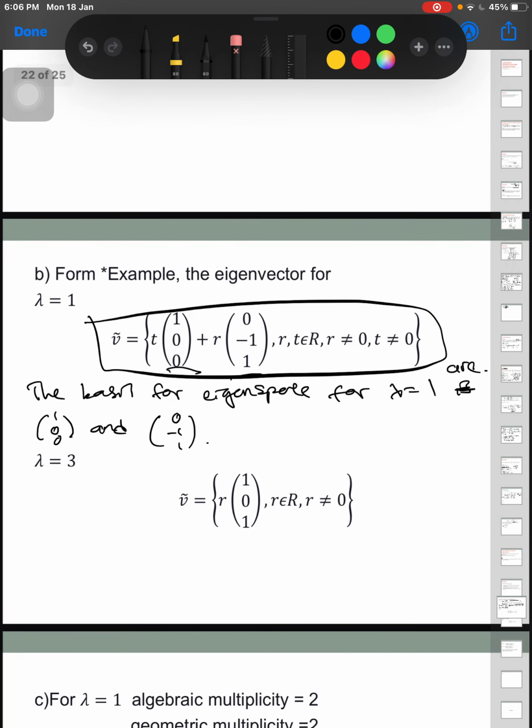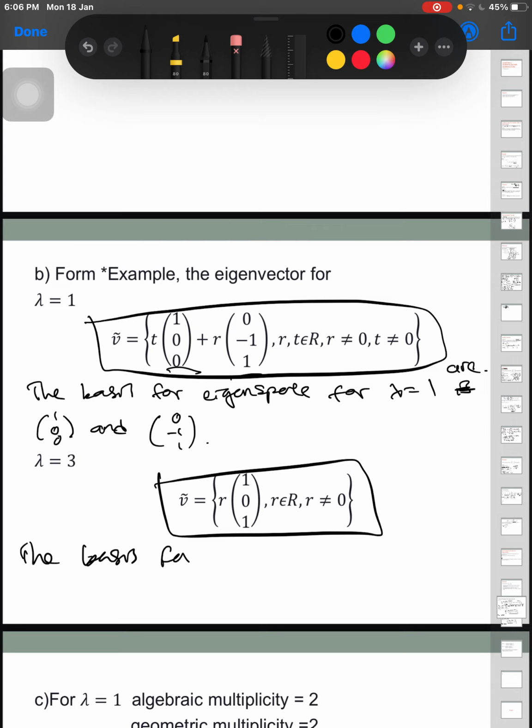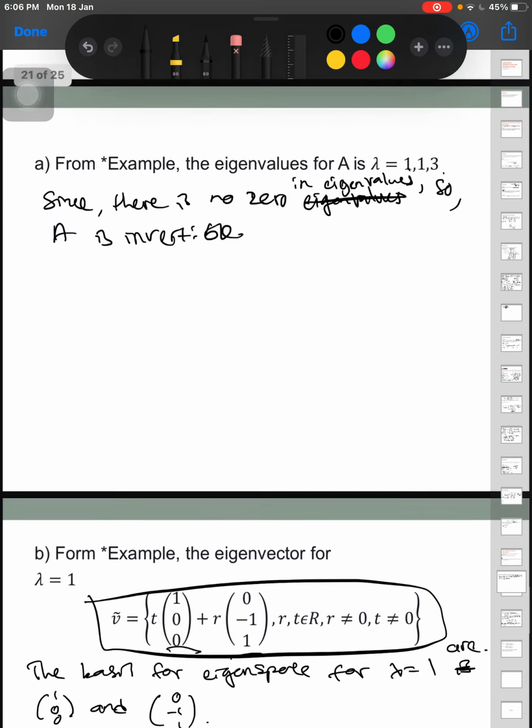Okay, so for lambda equal to 3, so dah cari dah daripada star example. So we have this eigenvector. Okay, so therefore the basis for eigenspace of lambda equal to 3 is 1, 0, 1. Then C.